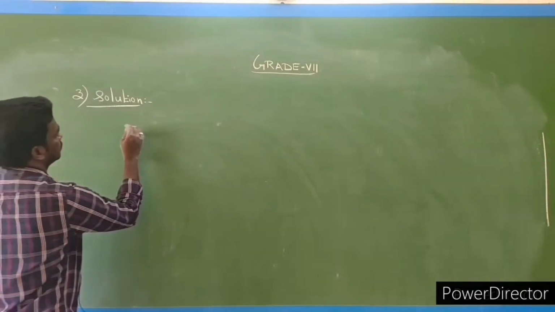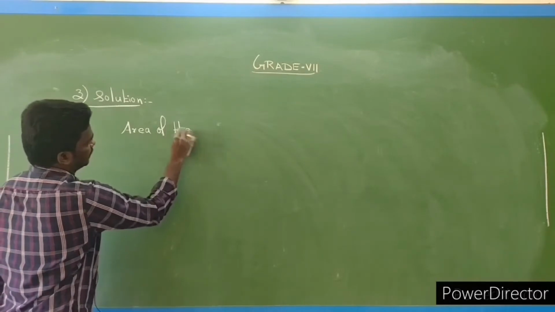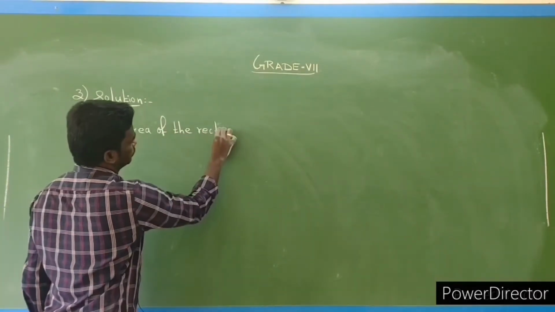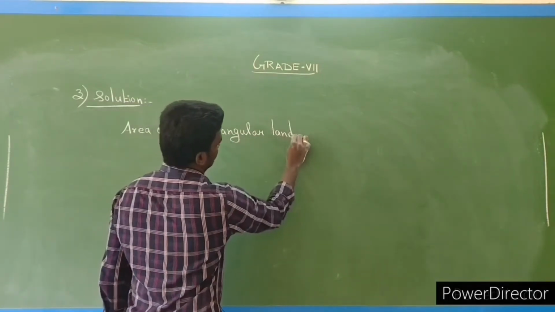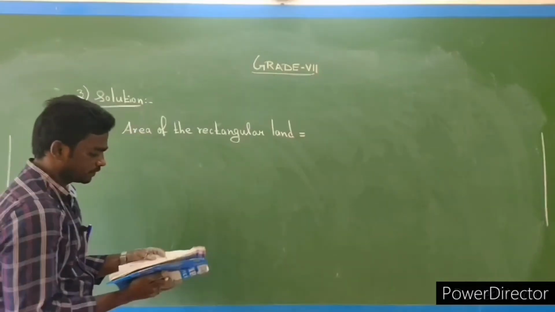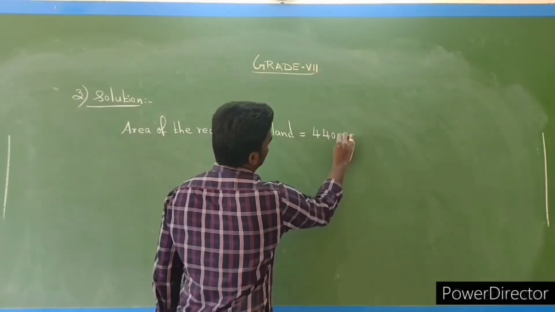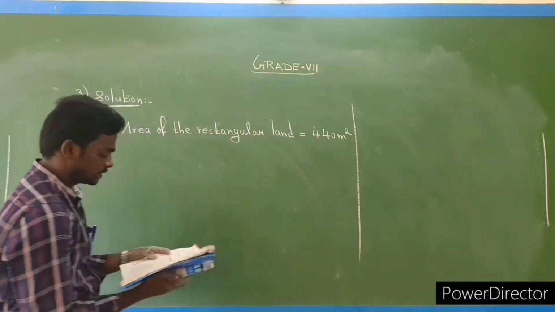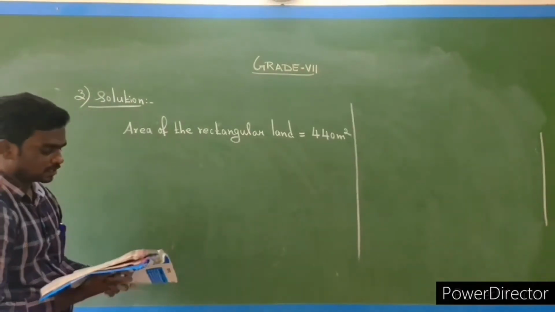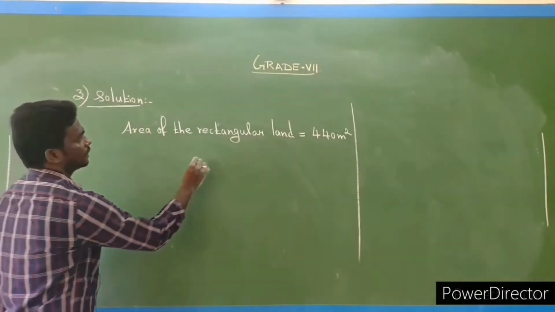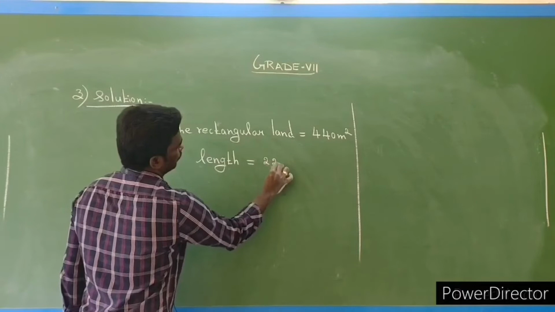Here, the area of the rectangular land is equal to what? 440 meter square. 440 meter square is given. Next, find the breadth of the rectangular plot of land if its area is 440 meter square and the length is 22 meter. Length is equal to 22 meter.